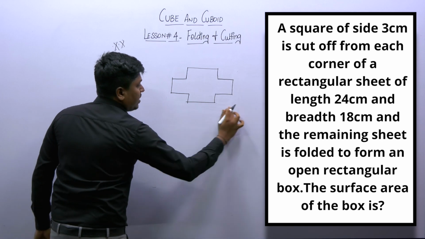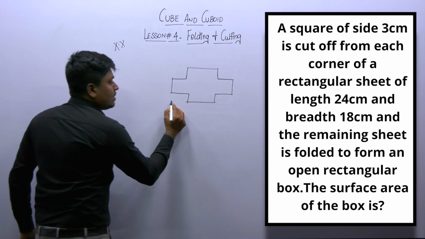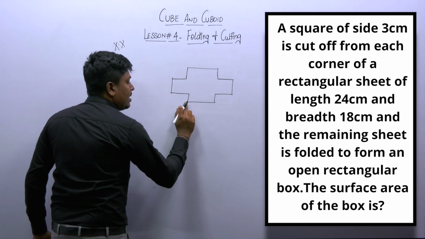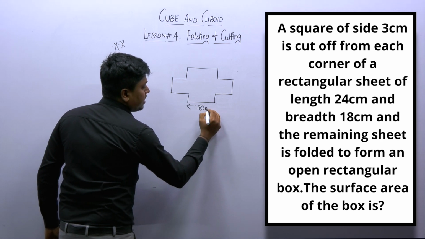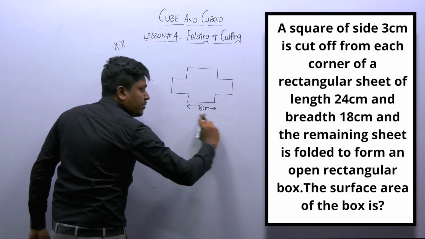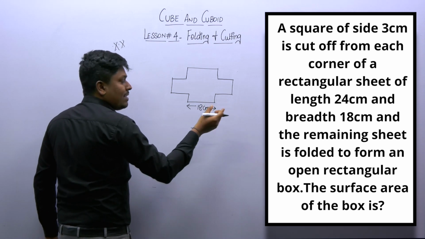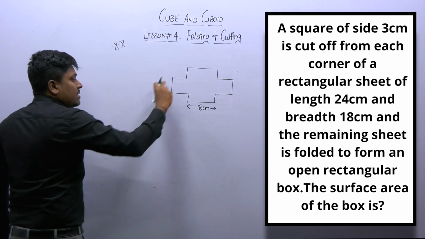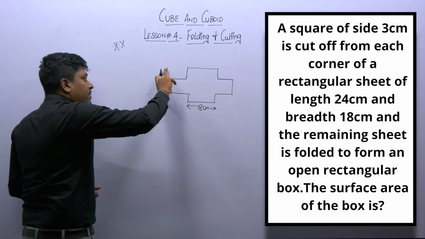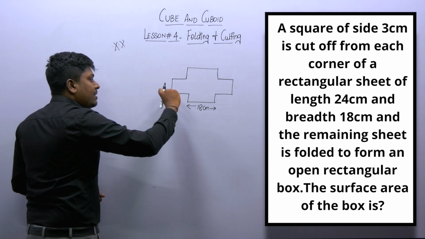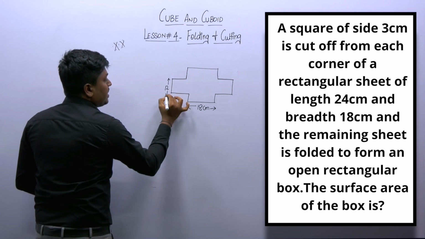According to the question, the length of the sheet is 24 centimeter. Here 3 centimeter, here 3 centimeter, so 6 centimeter is cut off. Got it? Out of total 24 centimeter, 6 centimeter will be cut off, so 24 minus 6 will be 18 centimeter. Similarly, the breadth is 18 centimeter. Out of 18 centimeter, 3 and 3, 6 centimeter is cut off. So now the breadth will be 12 centimeter, right?